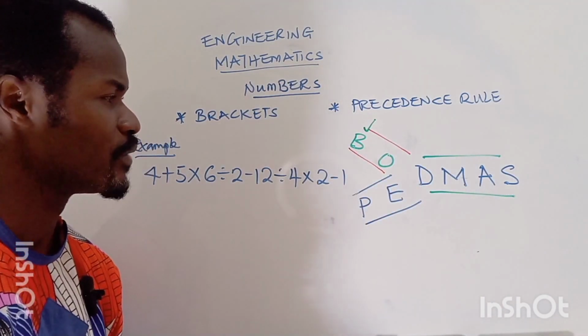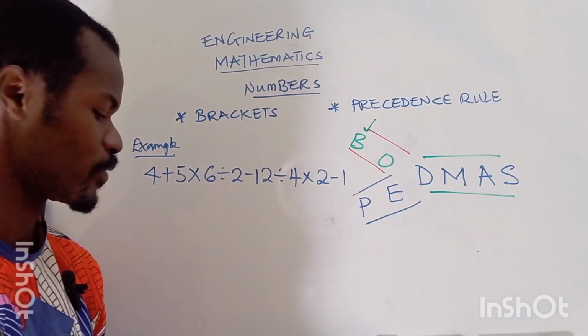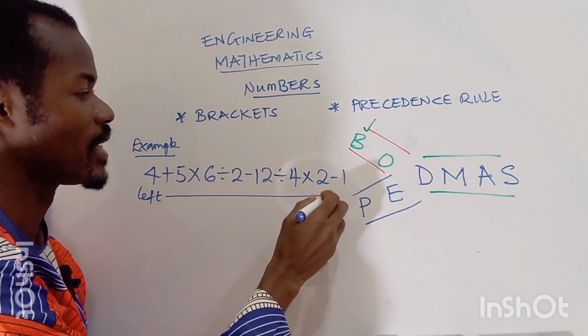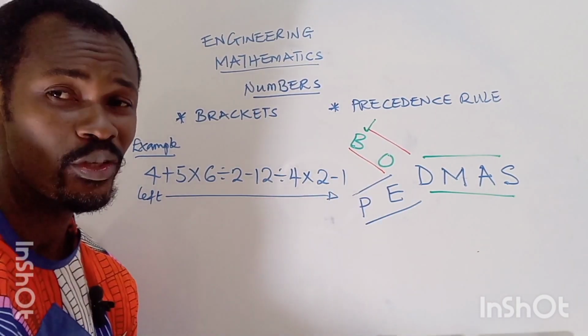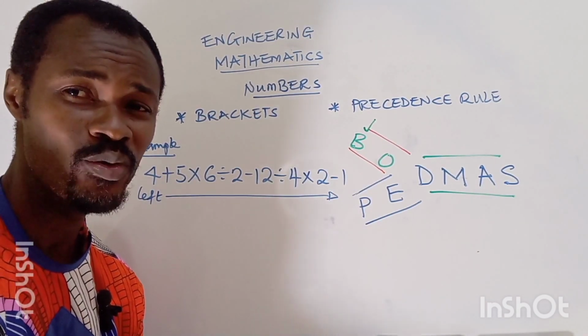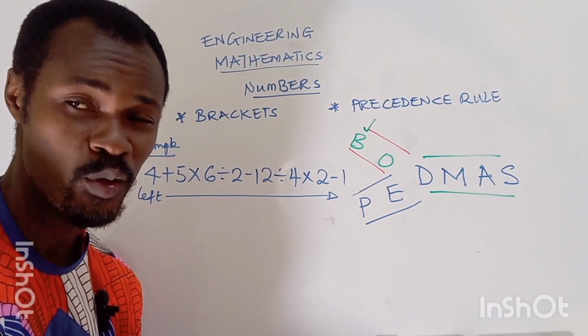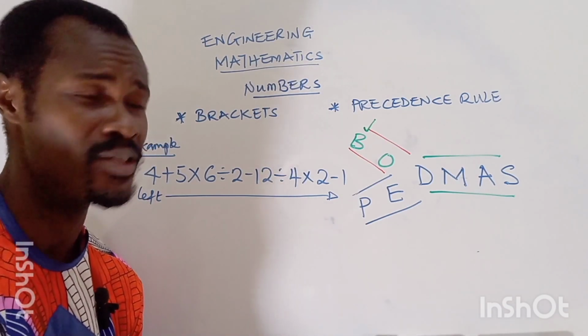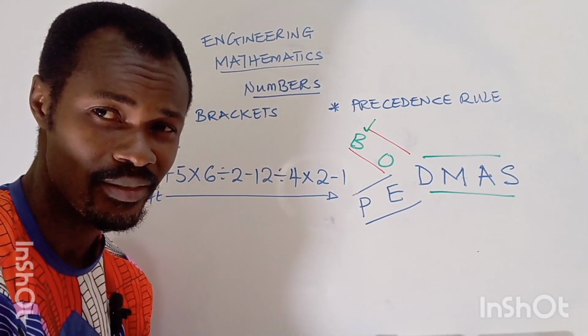Now, the first thing we want to check is we always have to move from left to right. So you have to always check from left to right. You have to do that continuously, continually until the problem is simplified to just one operation.